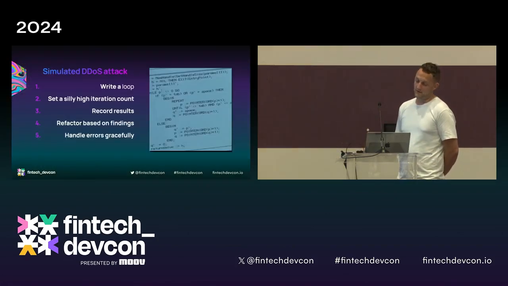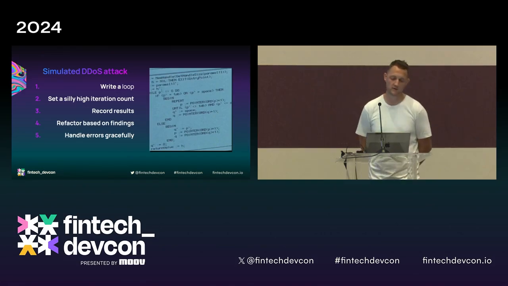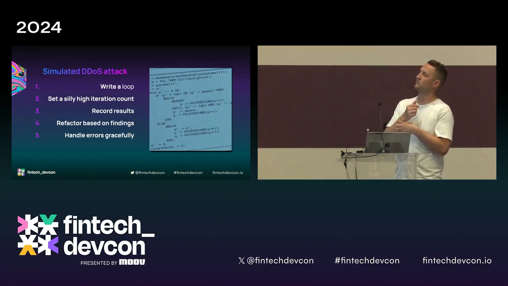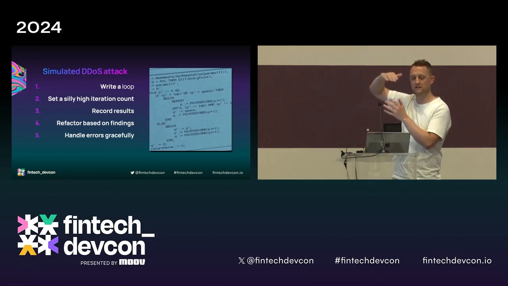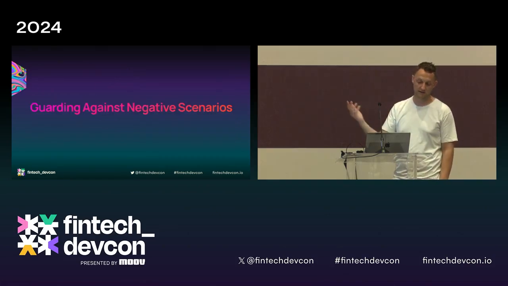There's no magic, there's no complexity needed. We can simulate a DDoS attack by just hammering our code with a silly high loop count and record the results: see where the weaknesses were, see where it slowed down, see where it crashed. You want to be able to simulate production-like experiences, so you could go through the different scaling gears, with different loop counts and different speeds. And then refactor with those realistic findings.